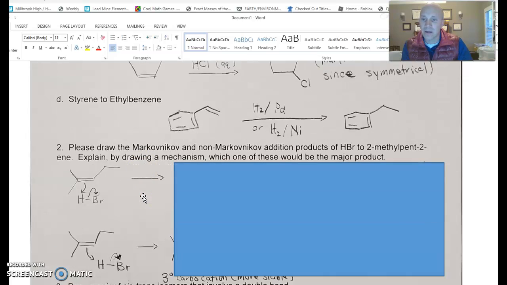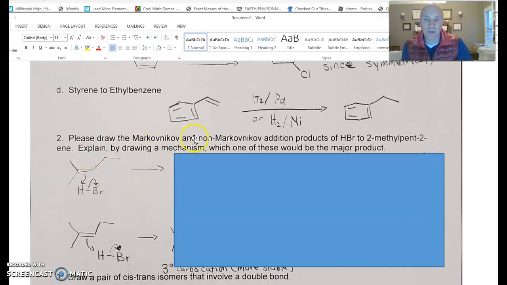The next question talks about the difference between Markovnikov and non-Markovnikov addition to an alkene. Remember that this type of addition can only happen in non-symmetrical alkenes. If you take a look at this alkene right here, notice that if we split it down the middle, what you have on the left is different from what we have on the right. So you're going to have that chance for either Markovnikov or non-Markovnikov addition.